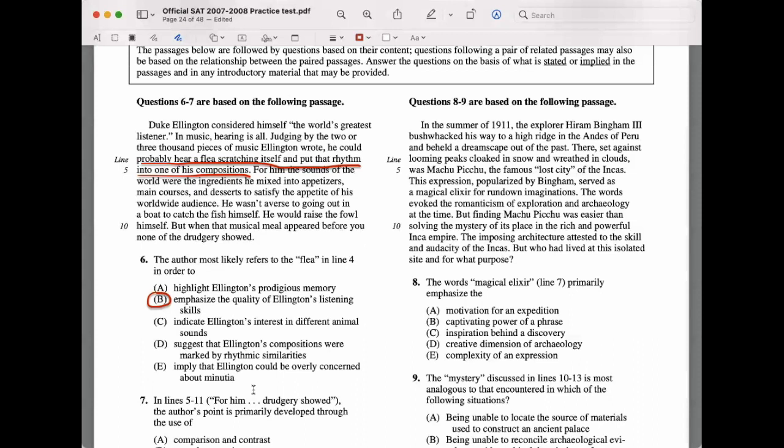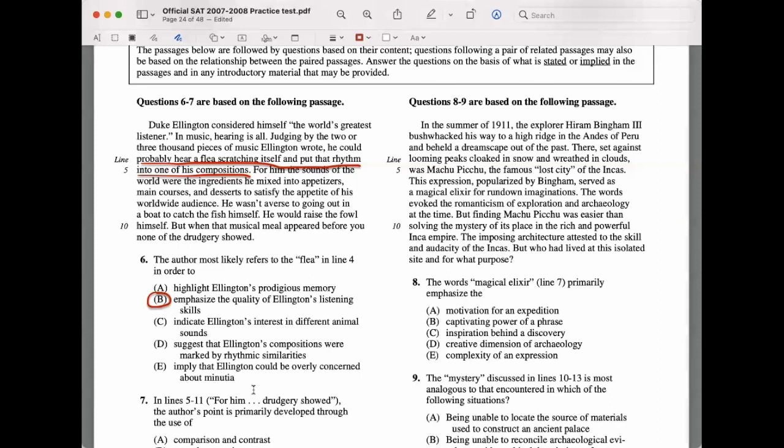An elixir is like a potion, like a medicine which cures everything, right? Like a perfect cure. So why is it an elixir for rundown imaginations? Because it evoked the romance of discovery, right? It was a lost city which had been discovered by him. So it evoked the romance of exploration and archaeology.